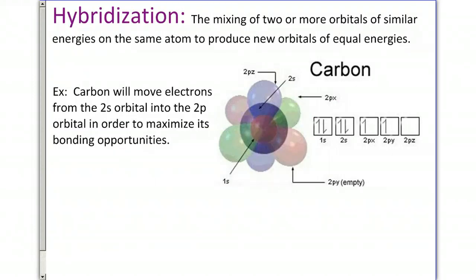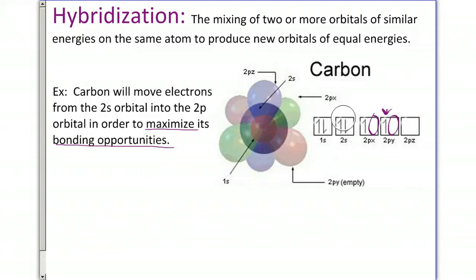Hybridization is a very complex idea. The technical definition is the mixing of 2 or more orbitals of similar energies on the same atom to produce new orbitals of equal energies. However, basically what's happening is the atom is trying to maximize its bonding opportunity. Realize, looking at our diagram, that only single electrons are able to bond because they can share space with one other electron from some other element.